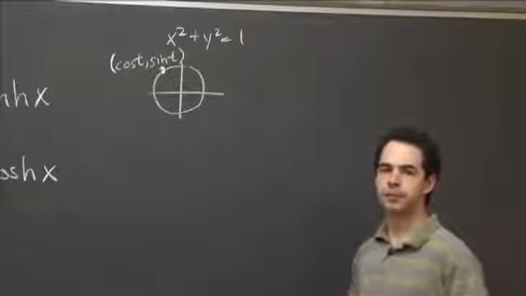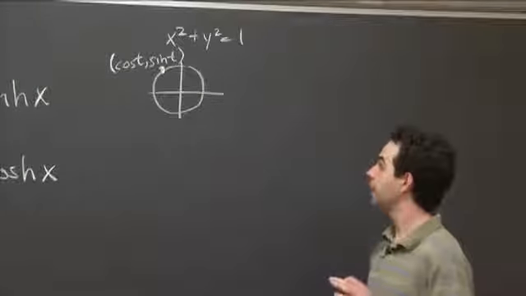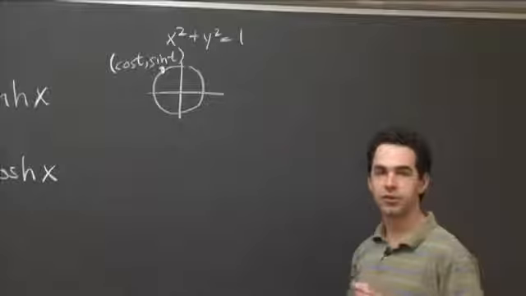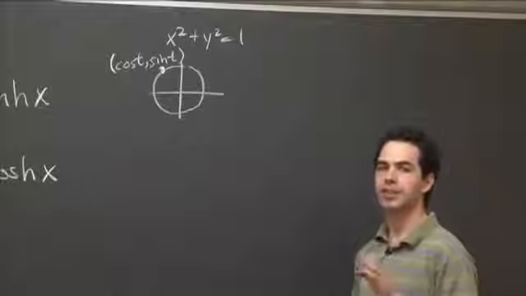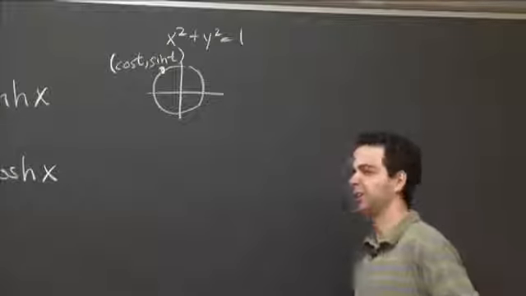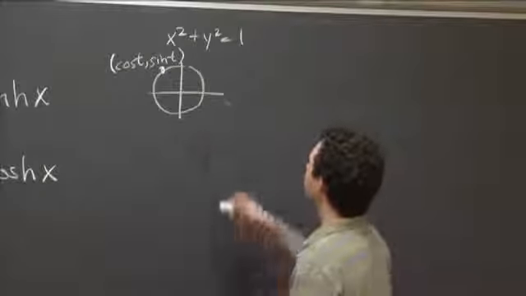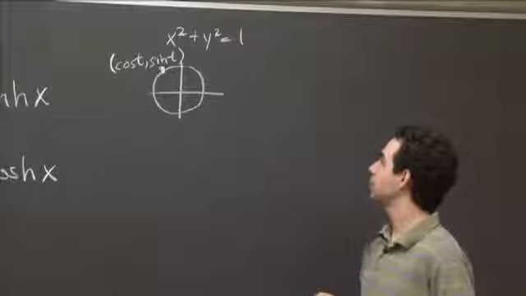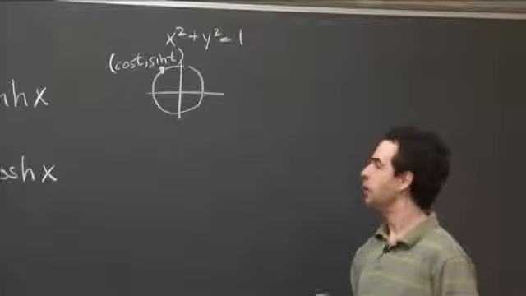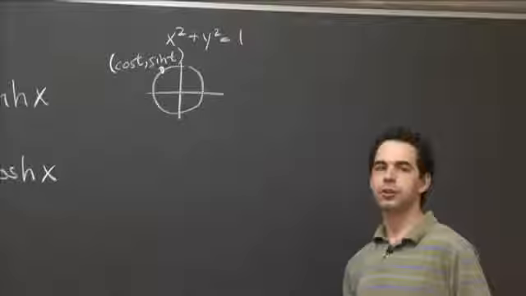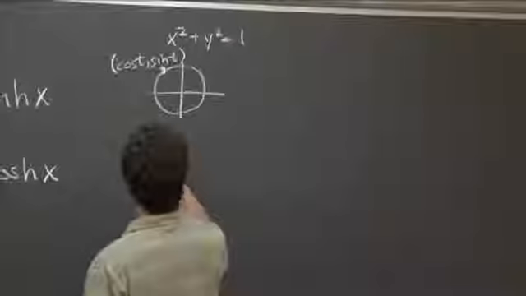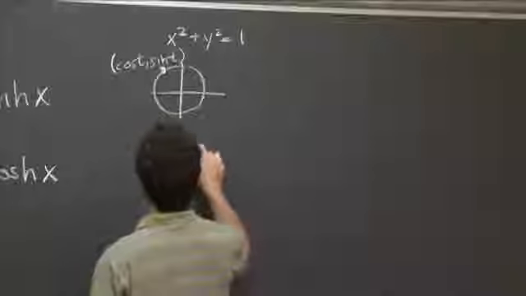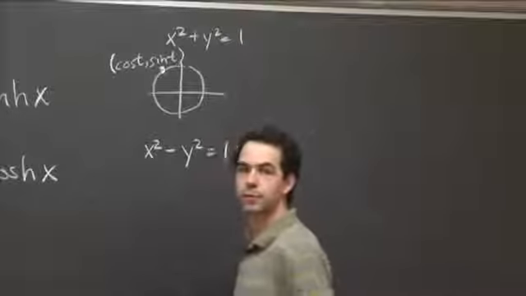So the hyperbolic trig functions show up in a very similar situation. But instead of looking at the unit circle, what we want to look at is the unit rectangular hyperbola. So what do I mean by that? Well, instead of taking the equation x squared plus y squared equals 1, which gives a circle, I'm going to look at a very similar equation that gives a hyperbola. So this is the equation x squared minus y squared equals 1.